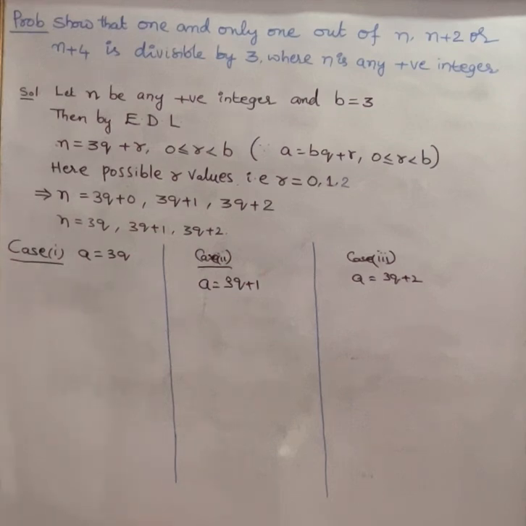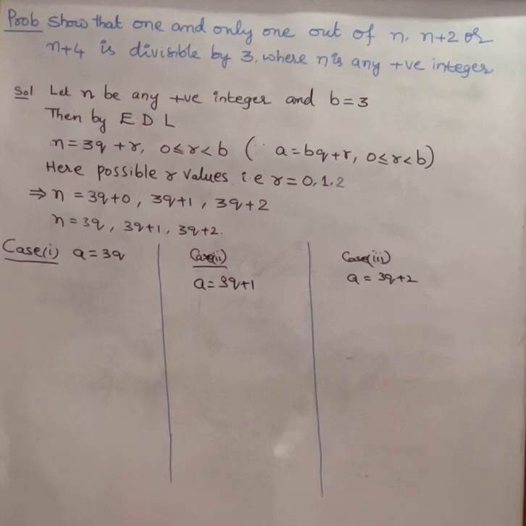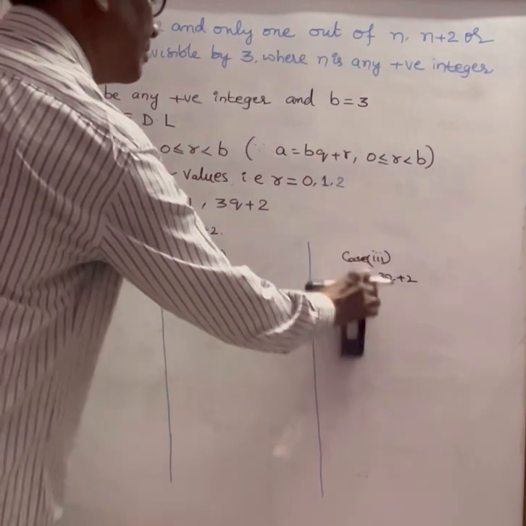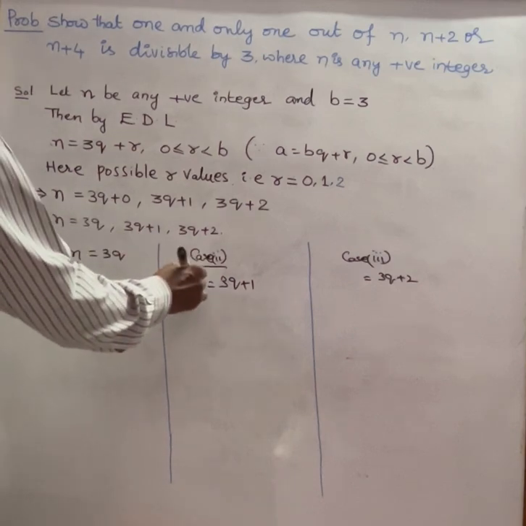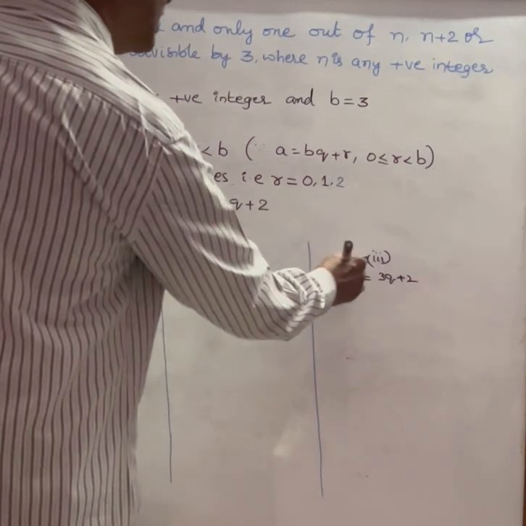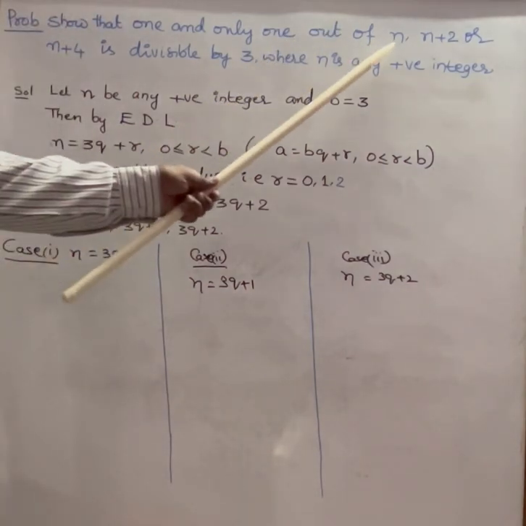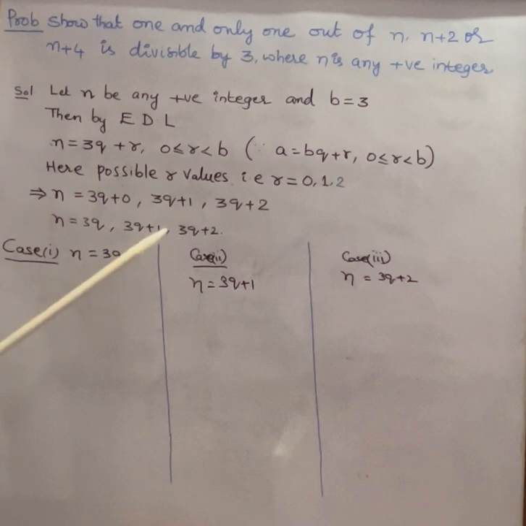Here also 3 cases arise. Suppose in case 1, n is equal to 3q. In case 2, n is equal to 3q plus 1. In case 3, n is equal to 3q plus 2. Now, we already got the n values in 3 cases according to the previous problem.